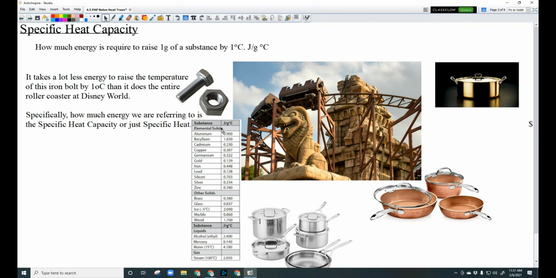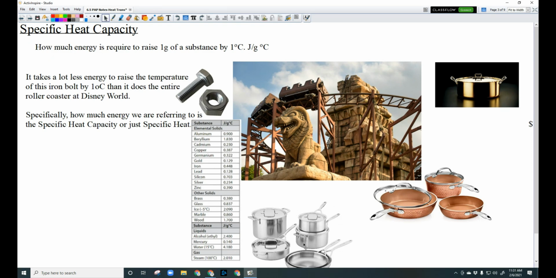Here's a chart of different materials, not only metals like you see here, but also alloys and other things like glass, ice, marble, and wood, and how they absorb heat differently. Now, the lower this number, because this is a fraction, joules per gram, the lower this number, the better something absorbs heat.